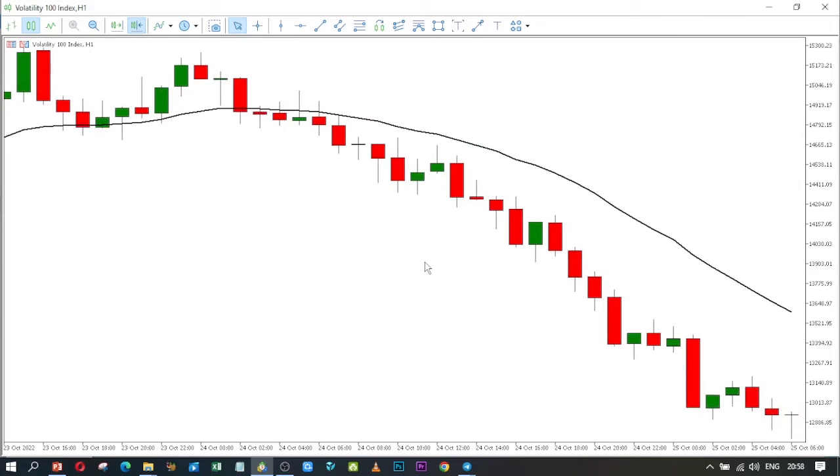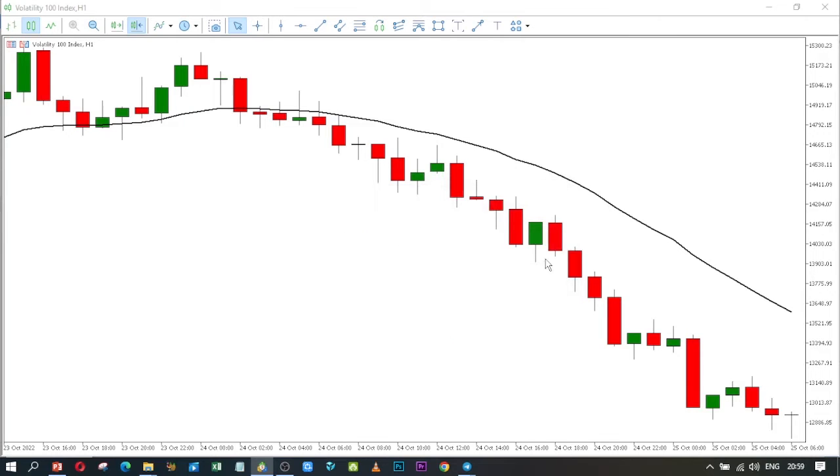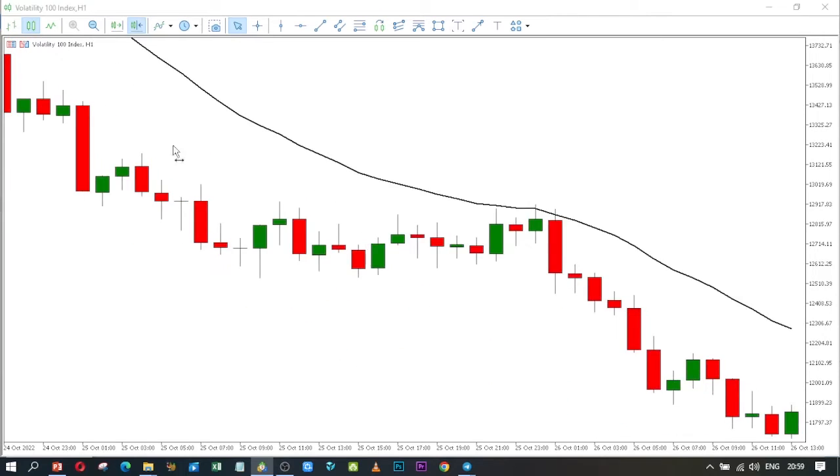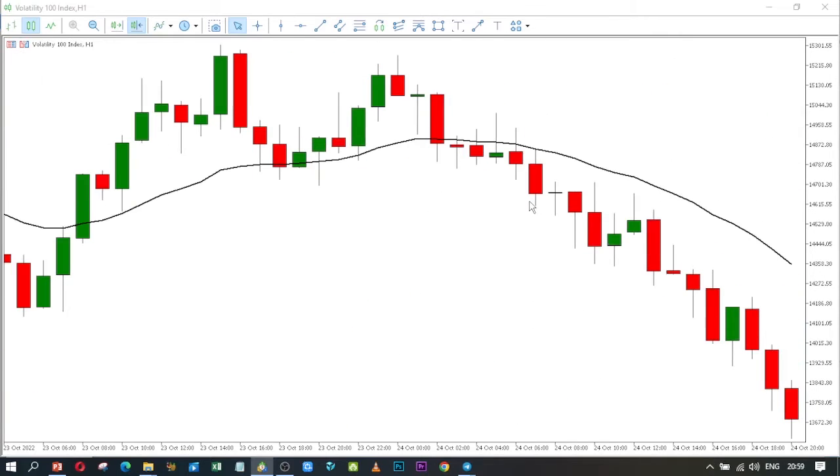So today I want to show you how to trade with only one indicator and maximize your profit chances. The indicator that we are going to use here is the 21 period moving average. I'm just going to type in 21 period moving average, method exponential, apply to close, and then you are going to put the style to any color that you want. You can do this on your phone or on your computer, then you click OK. After you do this, you are going to see a line which crosses over and below the market, right?